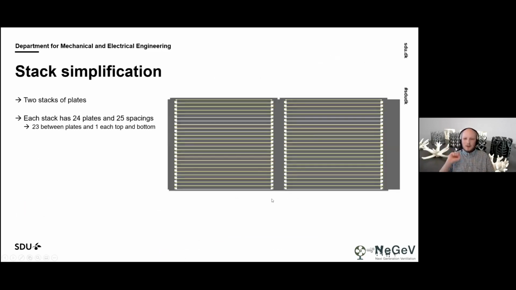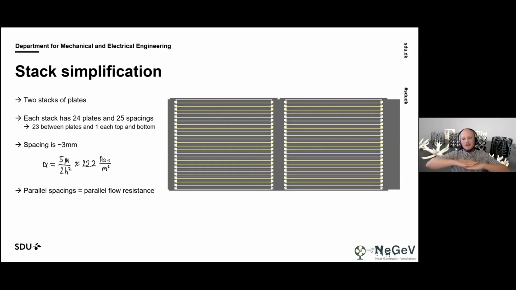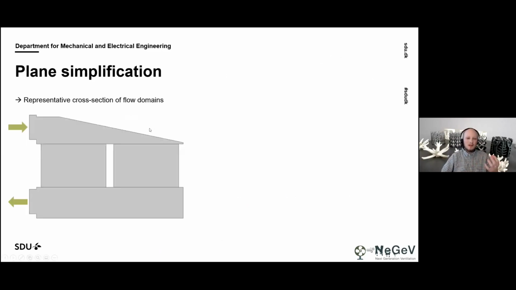So if we go back to the stack problem here, we have two stacks of these PCM plates. We have 24 plates in each of these stacks, and we have 25 spacings. The spacing is around 3 millimeters, so that gives a fluid resistance coefficient of this number here. And the good thing is that these plates are in parallel, the spacings are in parallel, so the flow resistances are also in parallel.